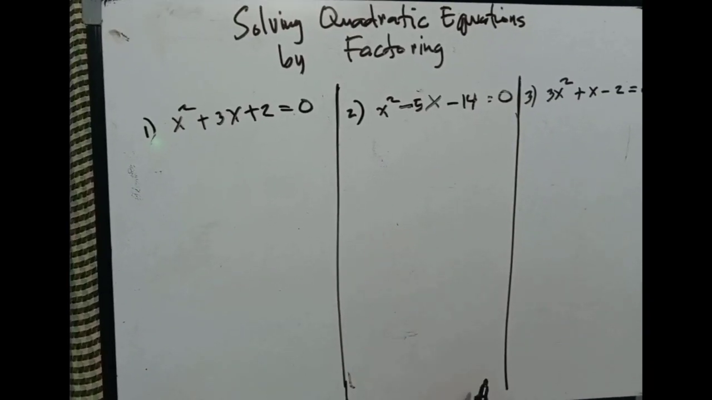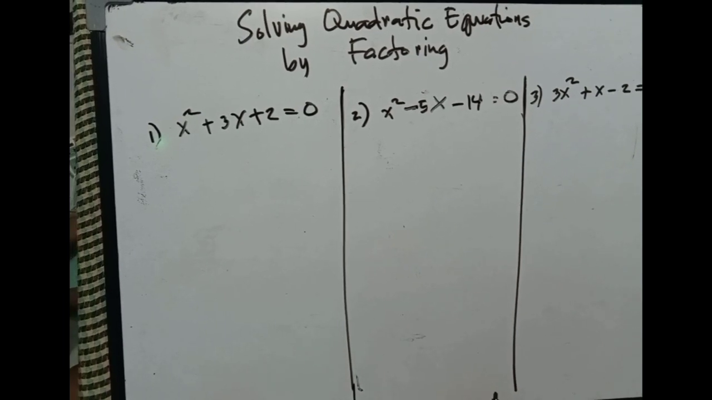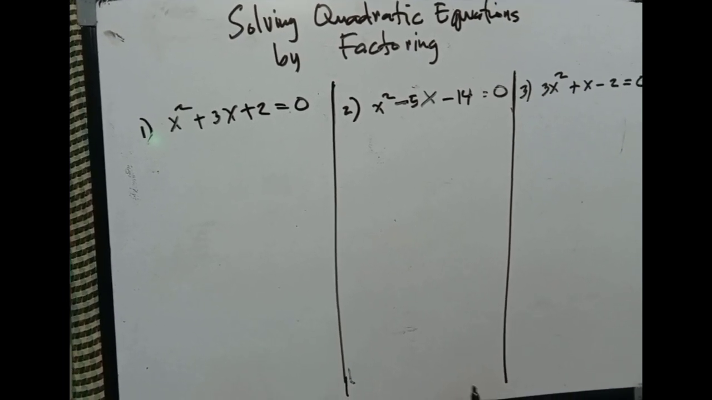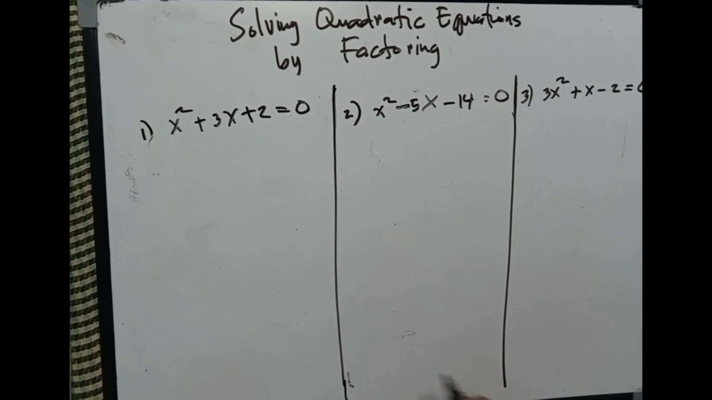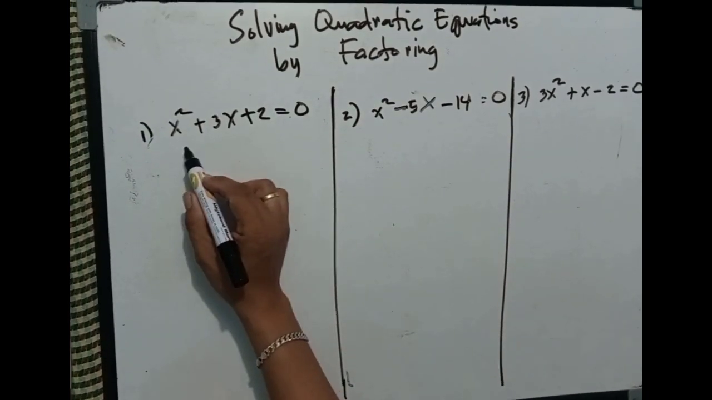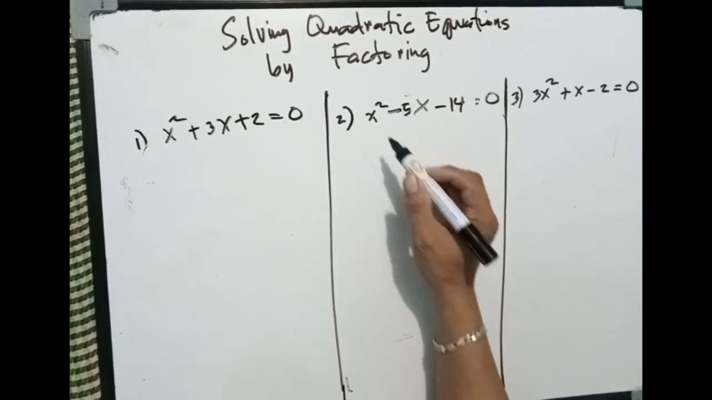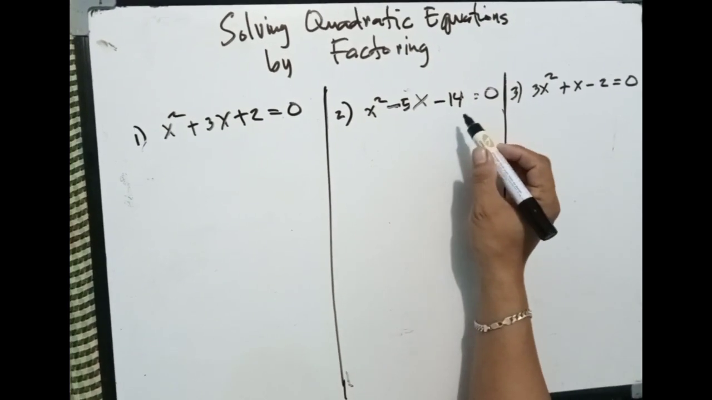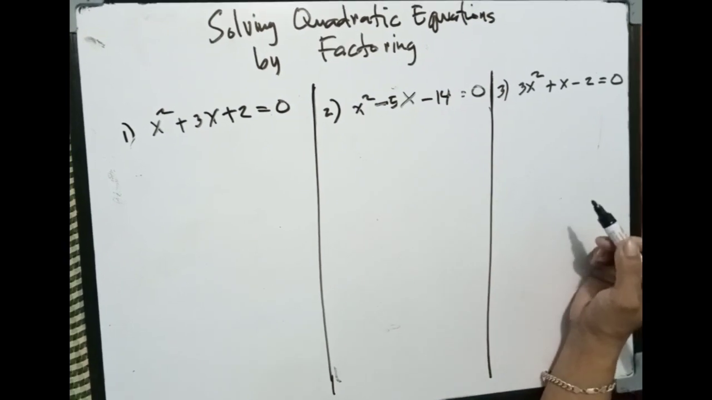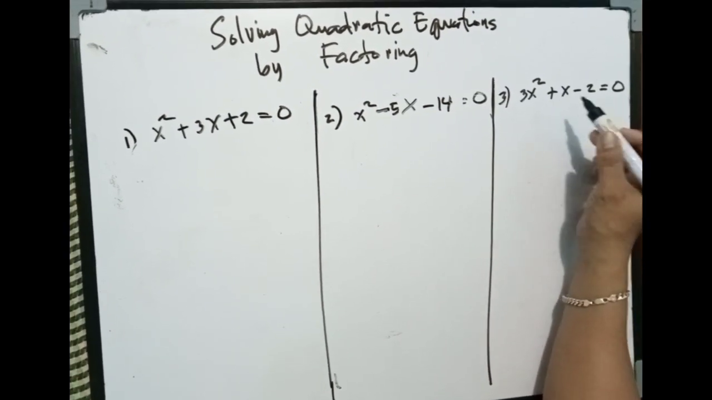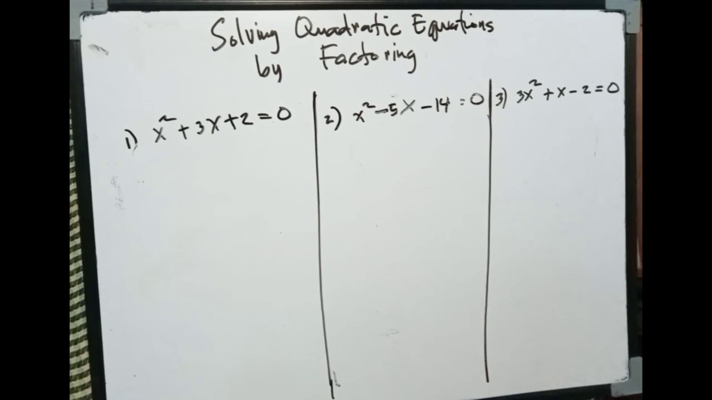Today's video, we are going to solve quadratic equations by factoring. I have here three examples. One is x squared plus 3x plus 2 equals 0. Number 2, x squared minus 5x minus 14 equals 0. And number 3, 3x squared plus x minus 2 equals 0.